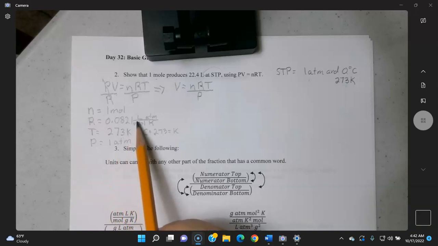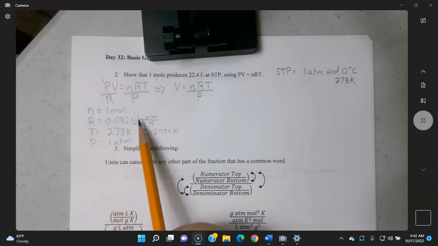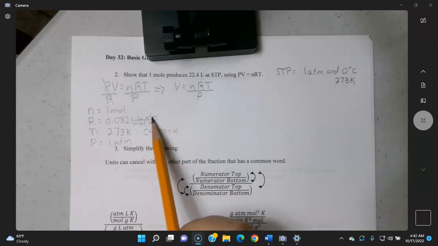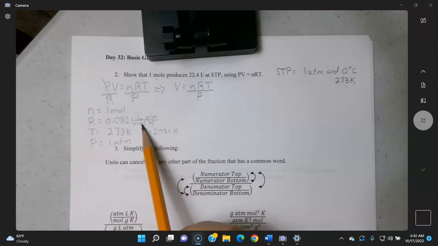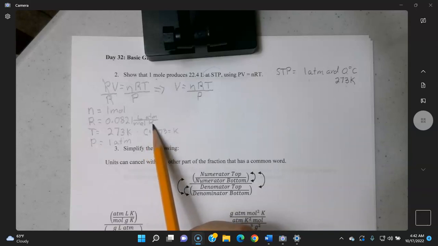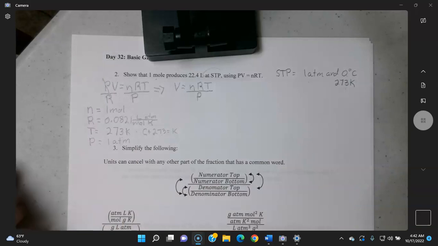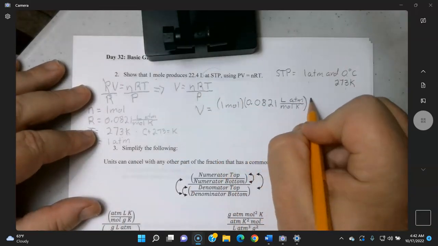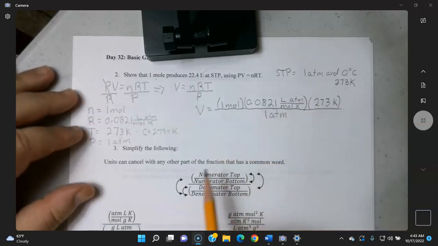Again, what this gas constant tells you is what units you have to be in. So for volume, you have to be in liters. Well, we're looking for volume, so that means our volume is going to come out in liters. Atmospheres for pressure, moles for number of moles, and the temperature has to be in kelvins, okay? So we're going to plug in these numbers down here. Okay, so there's all our substitutions.